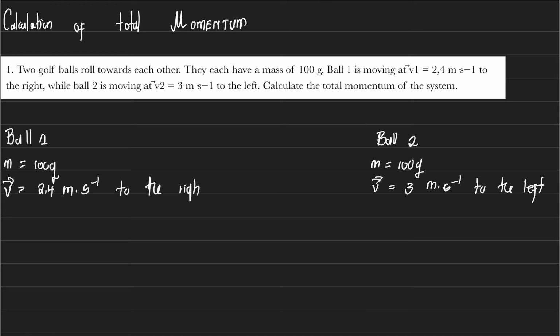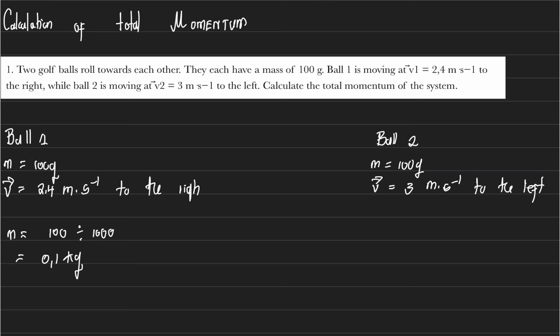But in our case, we actually have 100 grams as the only thing that we need to convert into kilograms. So we are going to say that mass is equal to 100 divided by 1000, which is equal to 0.1 kilograms. So the mass of both balls is 0.1 kilograms.